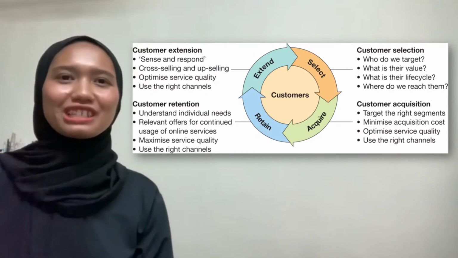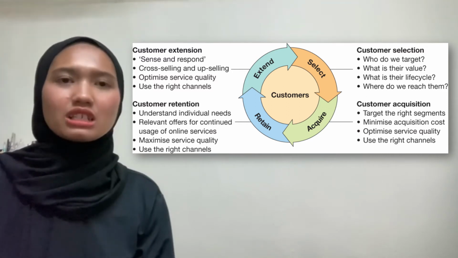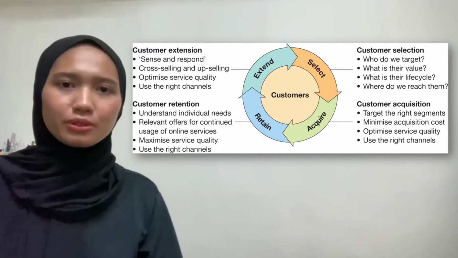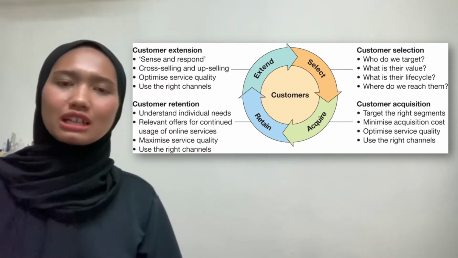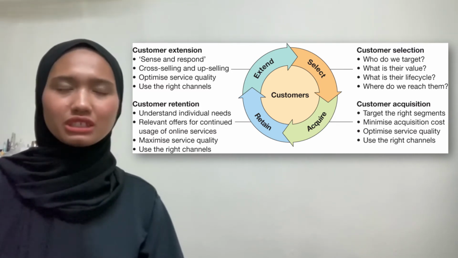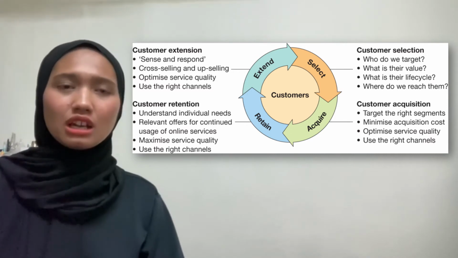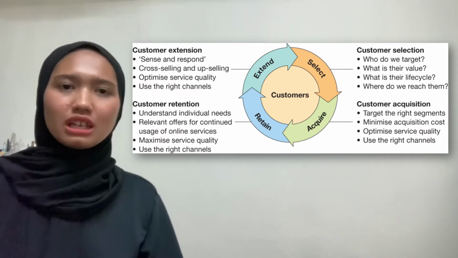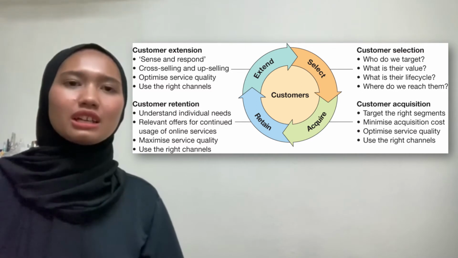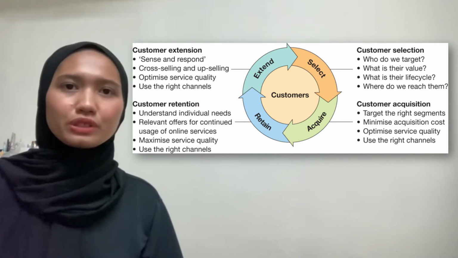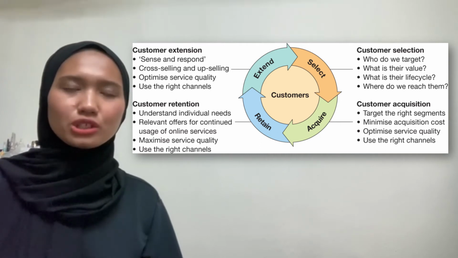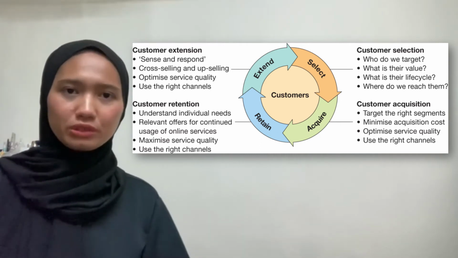Moving on to the customer lifecycle management strategy. In this strategy, we have 4 activities that we have to pay attention to, which are customer selection, customer acquisition, customer retention, and also customer extension. In customer selection, we have to decide our target customer and also target market. We have to know the value and their life cycle, and also how and where we want to reach them.